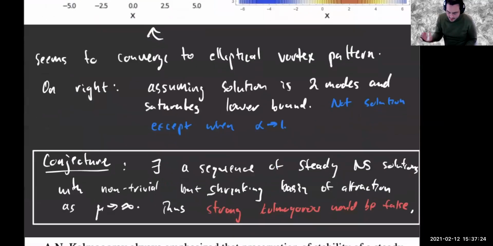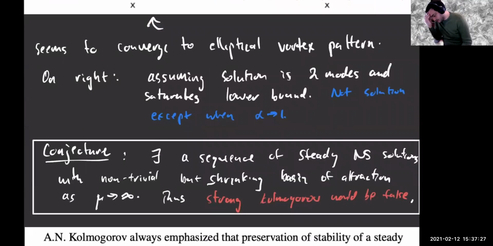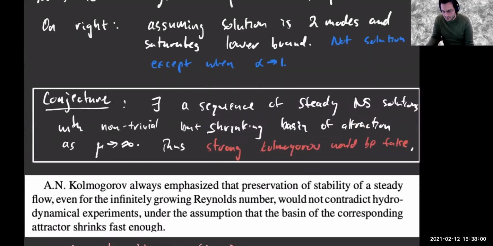So here's a conjecture based on these numerics. There's a sequence of stationary Navier-Stokes solutions with a non-trivial but shrinking basin of attraction as mu goes to infinity. If this conjecture is true, then in the particular setting where I did these numerical simulations, which chose a given force and so on, the strong Kolmogorov conjecture is false, because you always have a fixed point attractor that's a minimal attractor and it's zero dimensional. It's just a point. So how does this fit with his intuition?